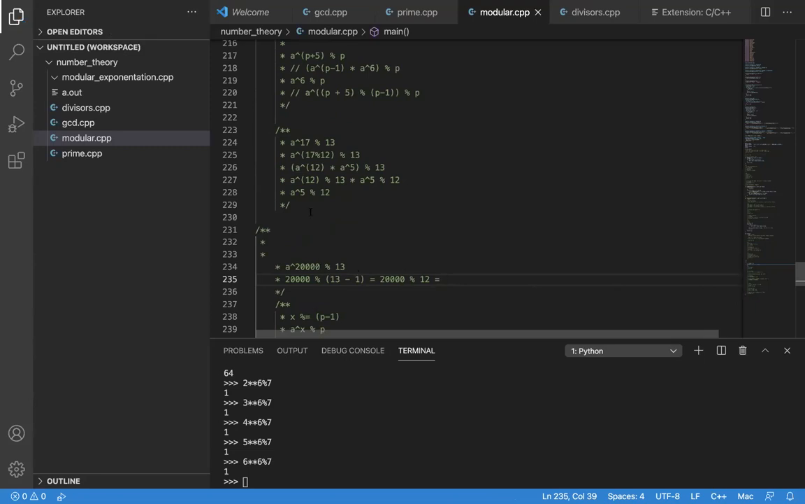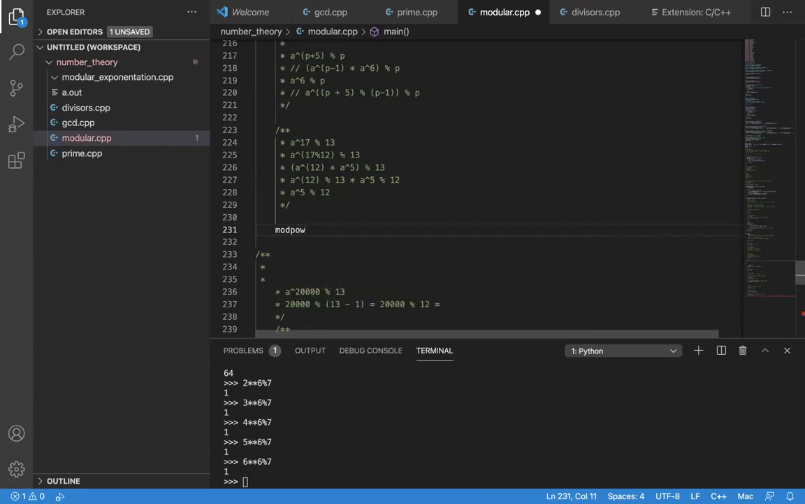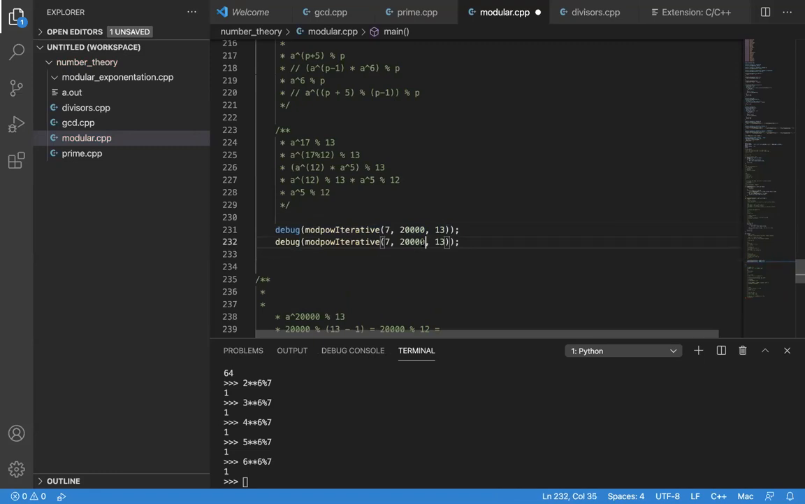So let's try doing that. And similarly, if that number is larger than 12 or something, we can again apply that formula. But you won't need to apply it, because if you do modulo, this number has become smaller than 13. So let's take a equal to 7 and 20,000 comma 13. So what will be its answer? Let's see. My claim is, this answer should be the same as 20,000 mod 12. These two answers should be the same.